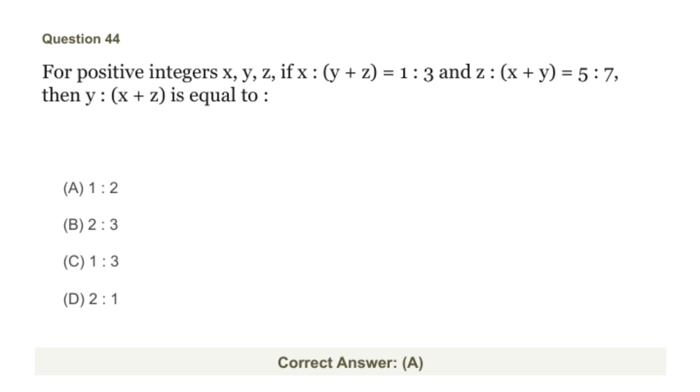Finally, we need y : (x plus z). x is k, which we found as 3m, and z is 5m, so x plus z equals 3m plus 5m, which is 8m. Therefore y : (x plus z) equals 4m : 8m, which simplifies to 1 : 2. Since the ratio is independent of m, the ratio y : (x plus z) is 1 : 2. And that matches option A, which is 1 : 2, so the correct answer is A.